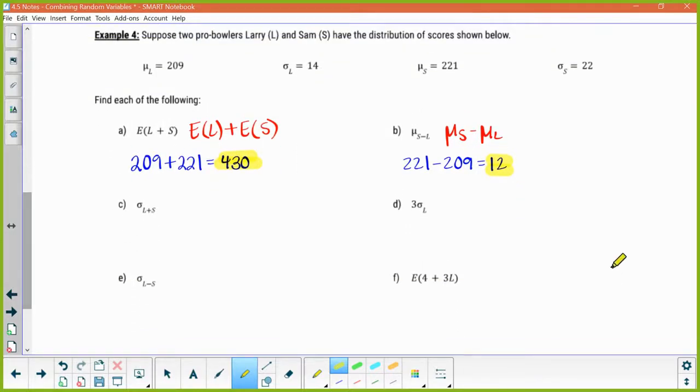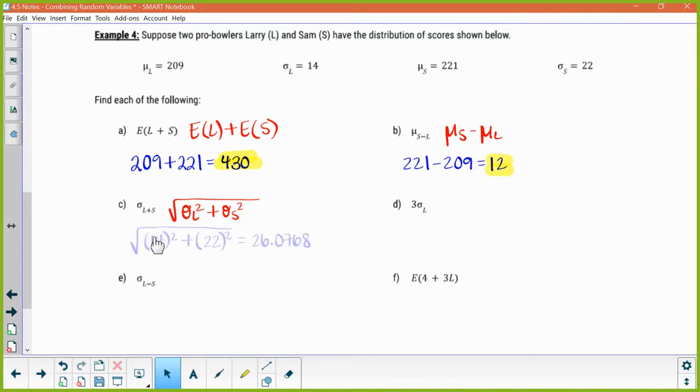For my standard deviation, they want us to find of Larry plus Sam. So I'm going to do square root of Larry's standard deviation squared plus standard deviation of Sam squared. Going to plug in my values. That gives me 26.0768. And before we jump to the other side, I do want to look at E, because this is asking me for standard deviation of Larry minus Sam.